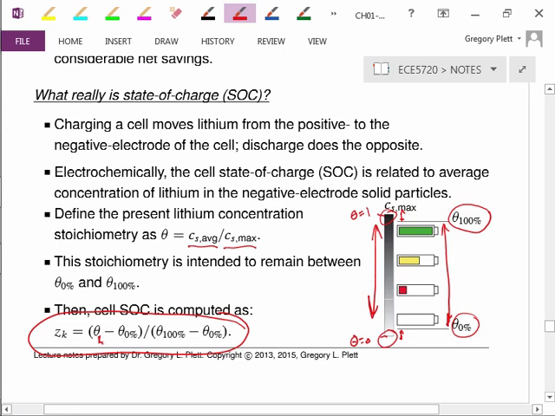So that is how to think about cell state of charge electrochemically. But there's no sensor that I can use to measure this. I'd really need to be able to measure CS average or theta, one of those two things. There's no sensor presently that can do that, although I've talked with some people who are thinking about sensors to do that. Really, all we have are measurements of voltage, current, and temperature.